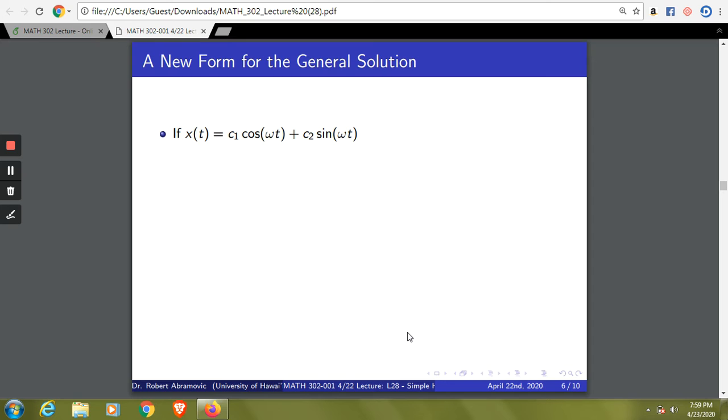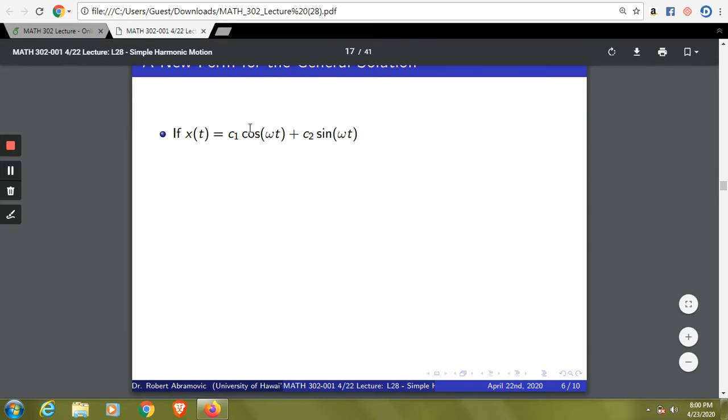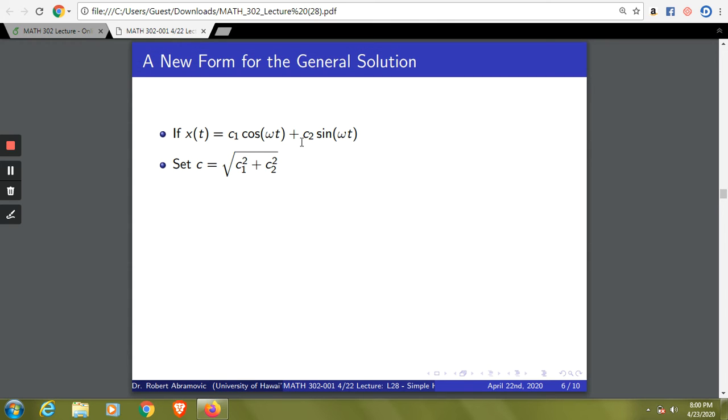And there's an important new form for the general solution. Writing down c1 times cosine omega t plus c2 times sine omega t can be kind of annoying because we have two trig functions. Let's set c equal to the square root of c1 squared plus c2 squared, and we determine the constant delta from the following. Sine of delta is c1 over the square root of c1 squared plus c2 squared. Cosine of delta is c2 over the square root of c1 squared plus c2 squared.